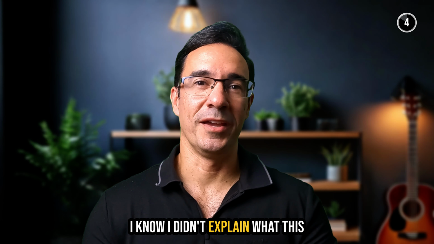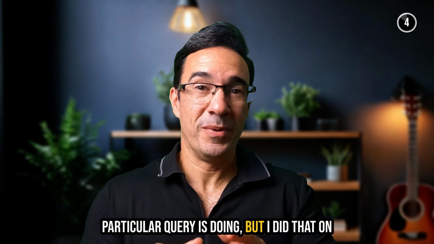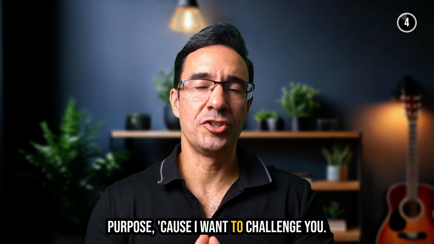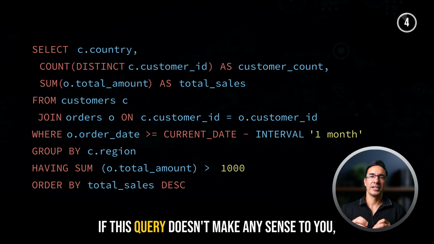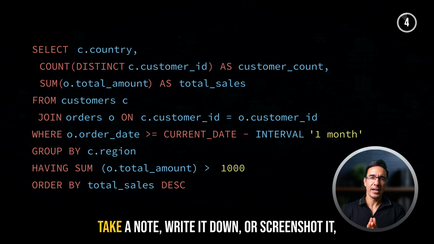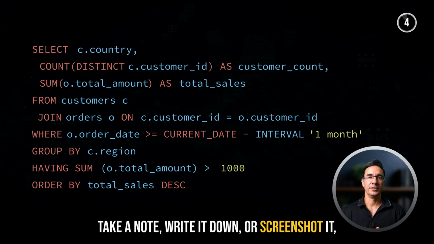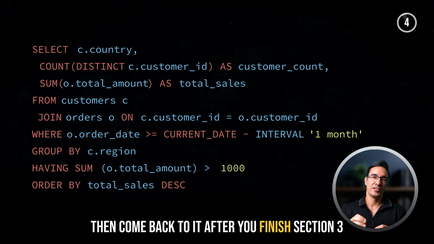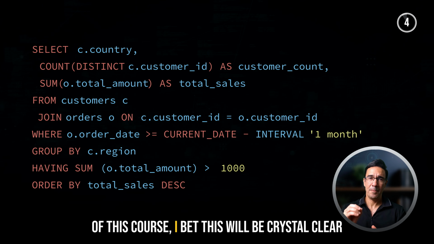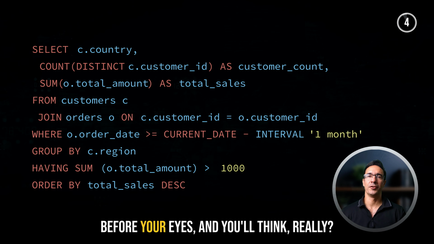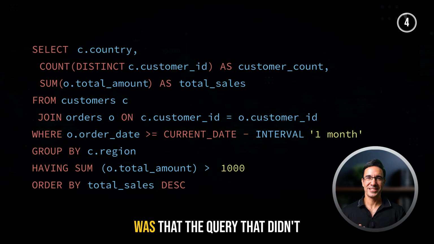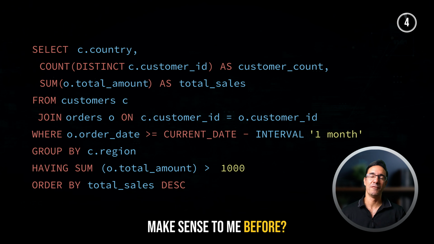I know I didn't explain what this particular query is doing, but I did that on purpose because I want to challenge you. If this query doesn't make any sense to you, take a note, write it down, or screenshot, then come back to it after you finish Section 3 of this course. I bet this will be crystal clear, and you'll think, really? Was that the query that didn't make sense to me before?